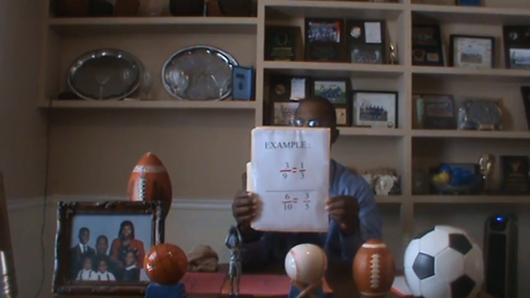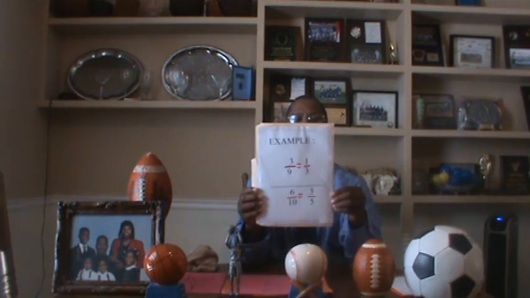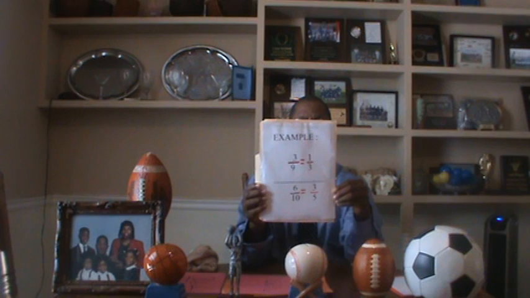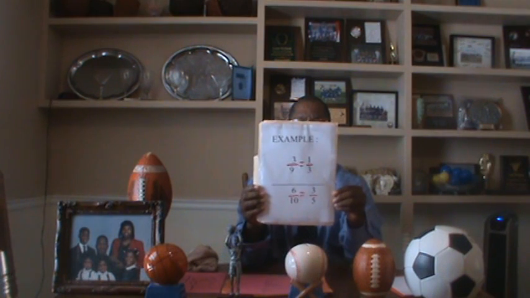The second problem is 6/10. 6/10 reduced is 3/5, because the number 2 goes into 6 3 times, and the number 2 goes into 10 5 times. So our answer is going to be 3/5 for that one.